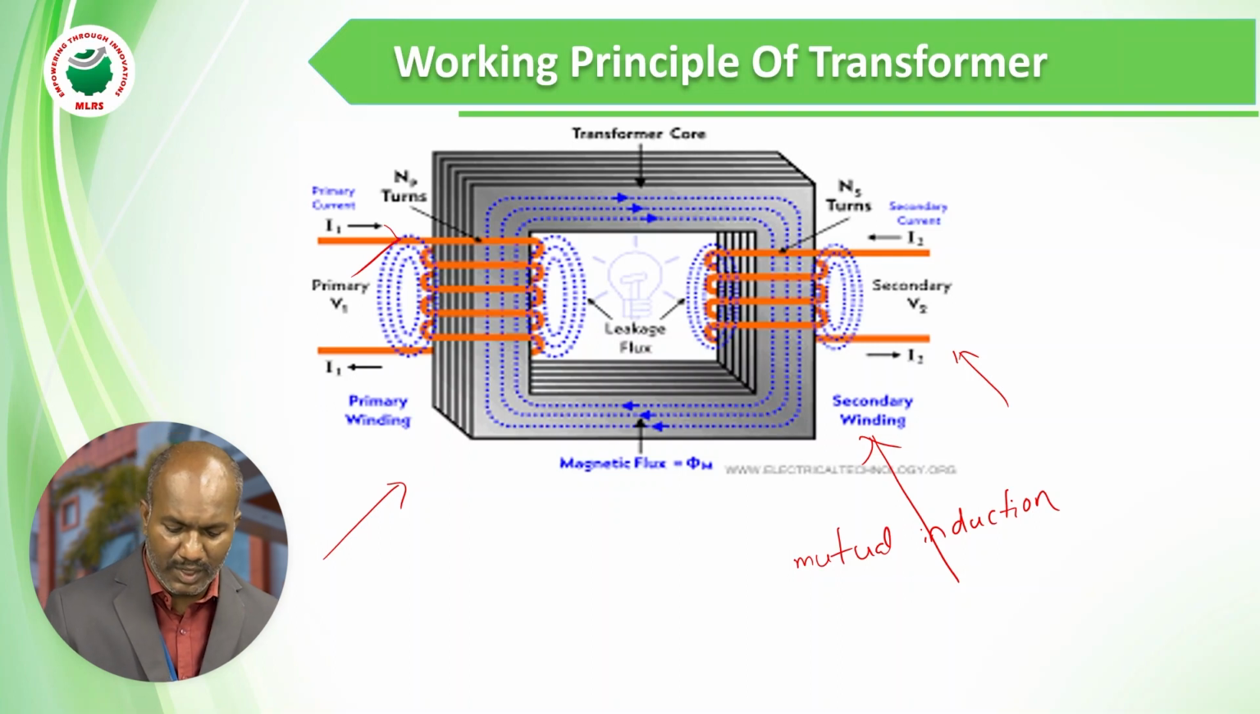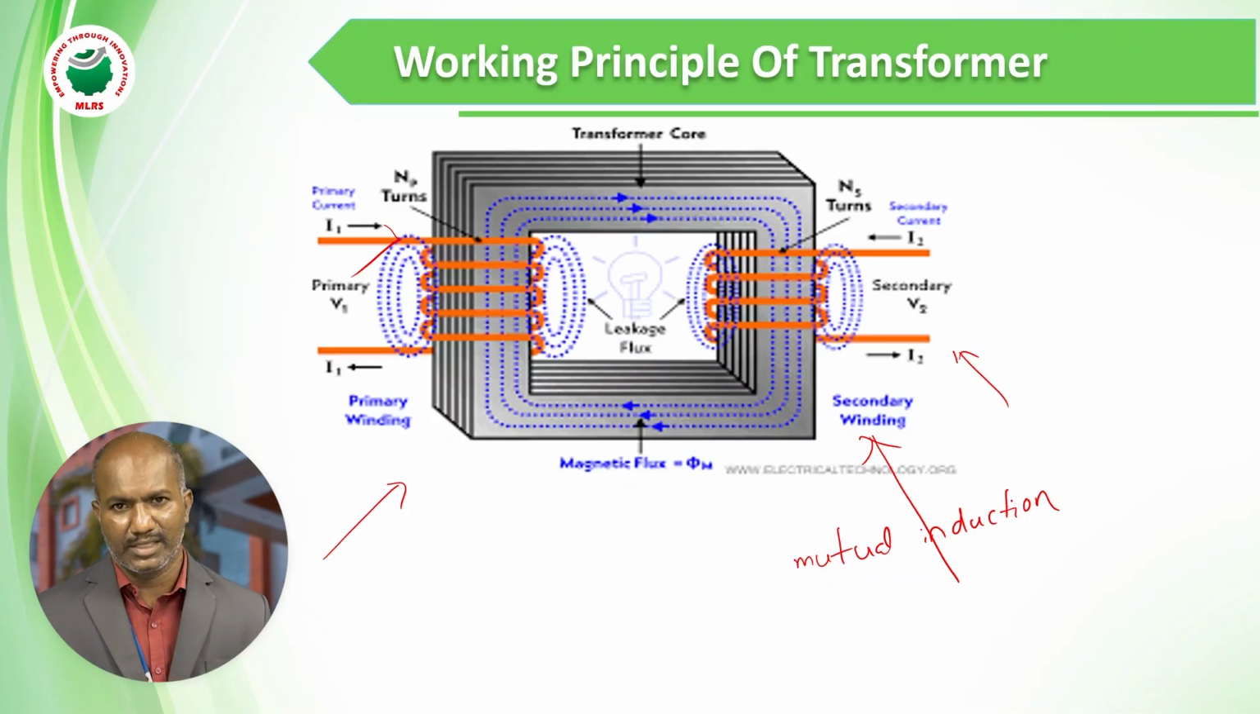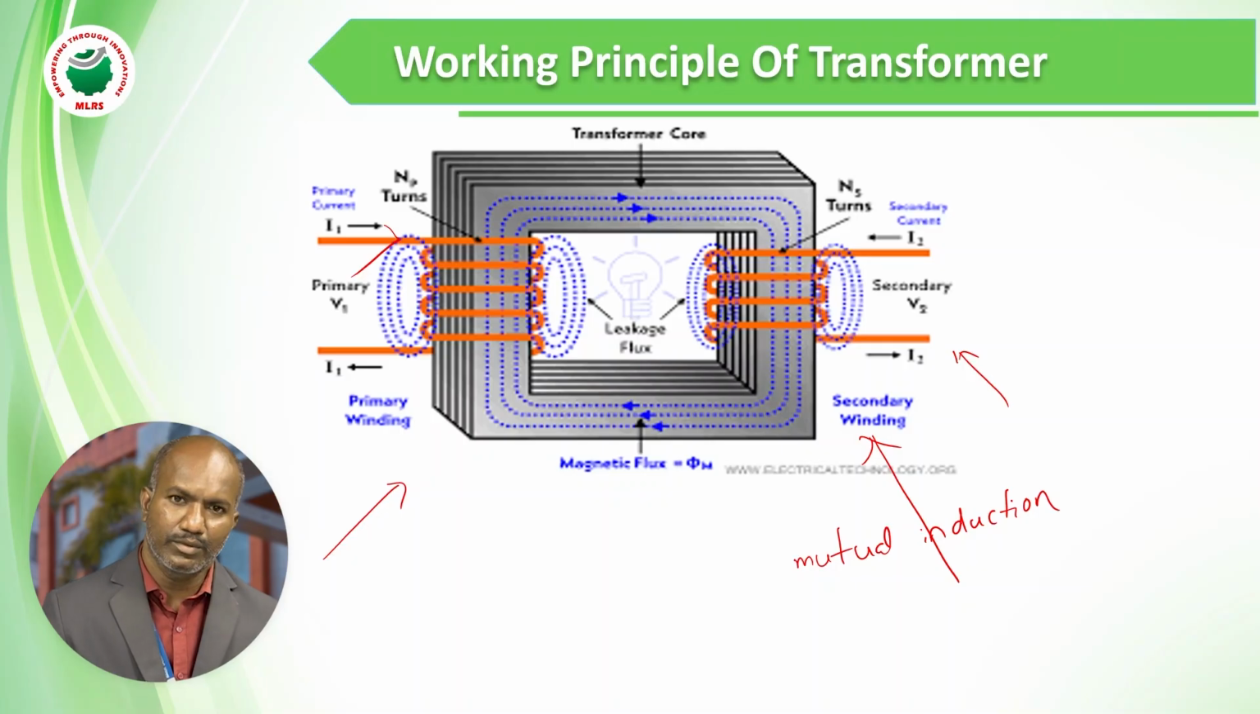So some current is flowing through the primary winding, and we know that a current carrying conductor produces flux. When the source is connected to the primary winding, there is some current through it, and that current carrying conductor produces some flux. Now this flux travels through the transformer core. See the dotted lines I have shown on the diagram. This flux travels through the transformer core and links the secondary winding.